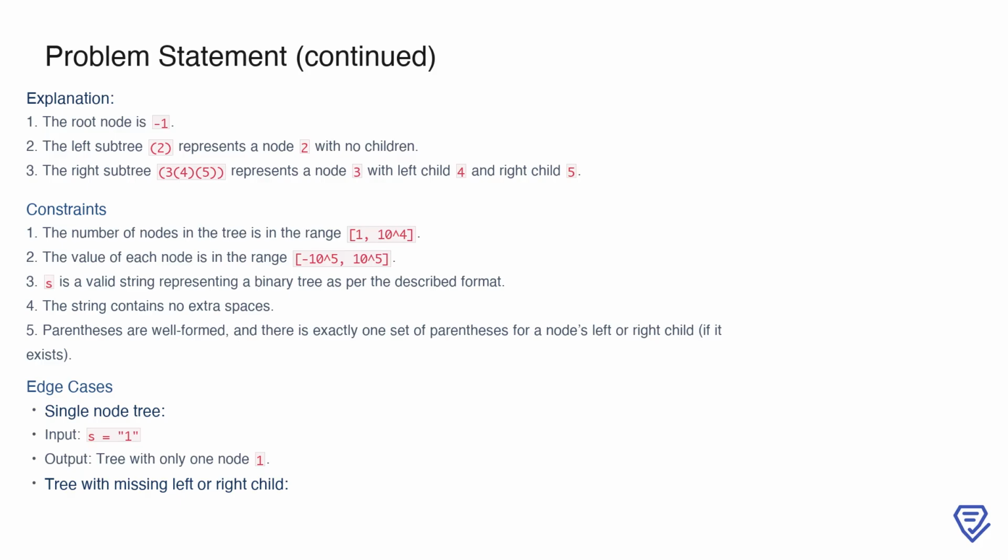In the third example, the input string is S equals -1(2)(3(4)(5)). Here, the root node is -1. The left subtree, 2, represents a node 2 with no children. The right subtree, 3(4)(5), represents a node 3 with 4 as its left child and 5 as its right child. This creates the tree structure shown here, with the root node -1 having both left and right subtrees.